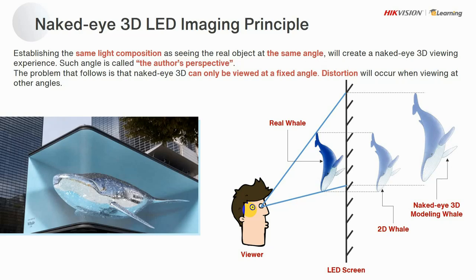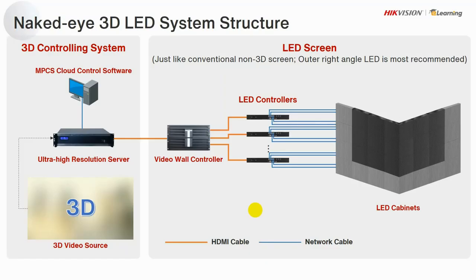You may have already noticed that the problem is that naked eye 3D can only be viewed at a fixed angle. So distortion will occur when viewing at other angles. In order to build up a naked eye 3D LED system, except for LED controllers and video controllers, we need an ultra high resolution server and the help of the MPCS cloud control software. More importantly, you need a 3D video source.